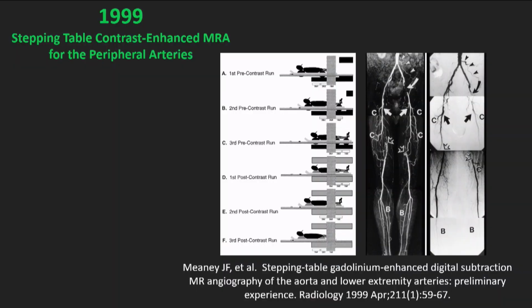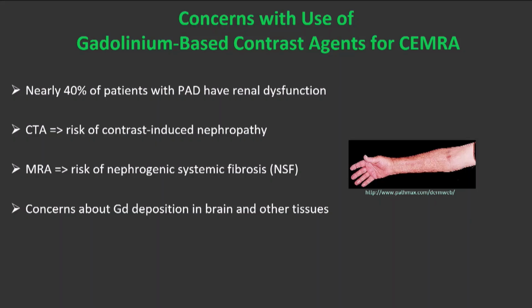And then Meaney and coworkers invented the stepping table technique that, of course, is used routinely for peripheral MRA. Martin had a big role in this as well, and that was published in 1999.